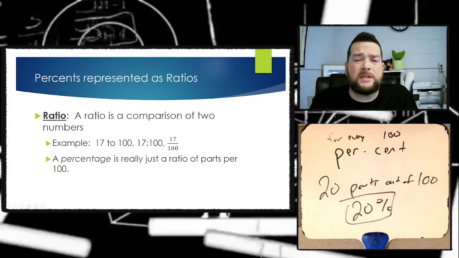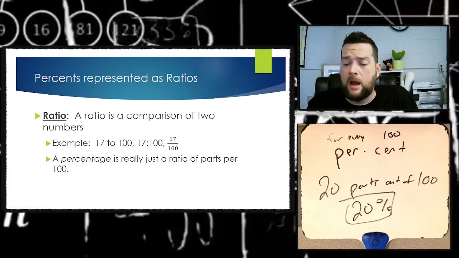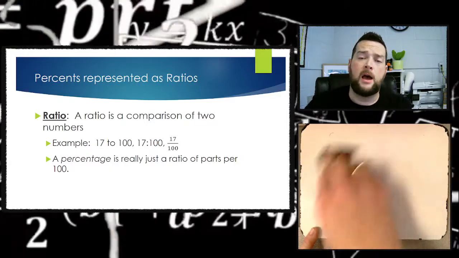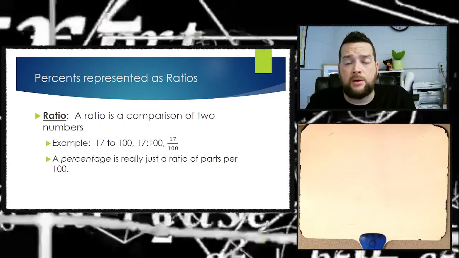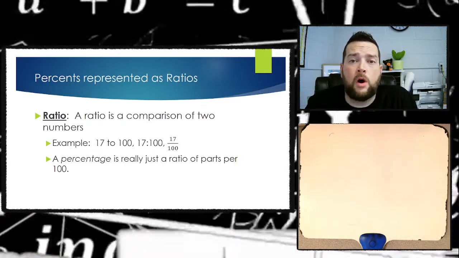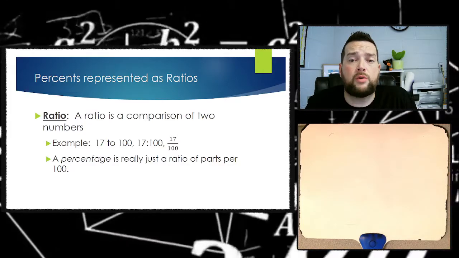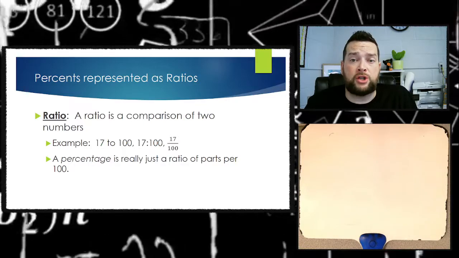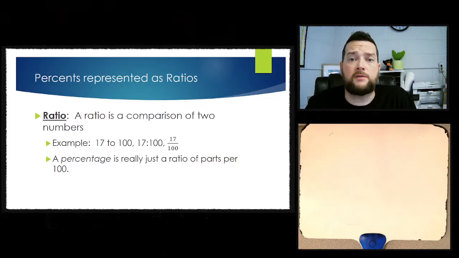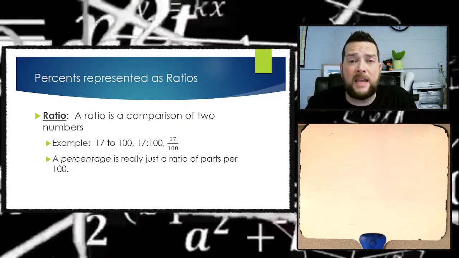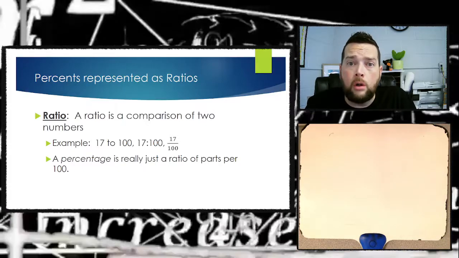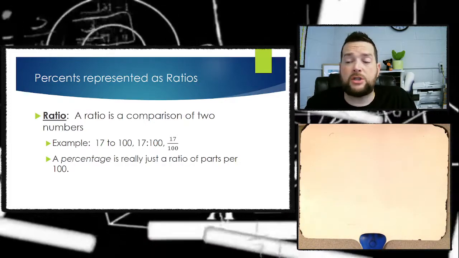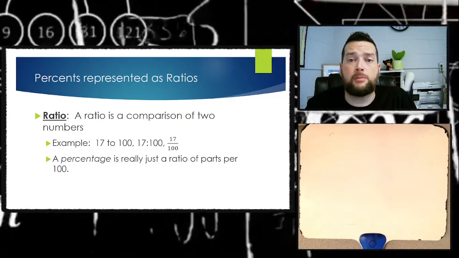But really, percent is just a ratio, all right? A ratio is a comparison of two numbers. We've been talking a lot about ratios in this video series. You can go back and watch the video that I've got on ratios and rates and proportions. But percent is just a ratio. It's a comparison of two numbers where the second number, the whole, is 100, all right? So percentage is just a ratio of parts per 100.